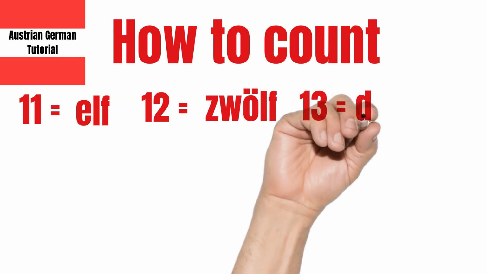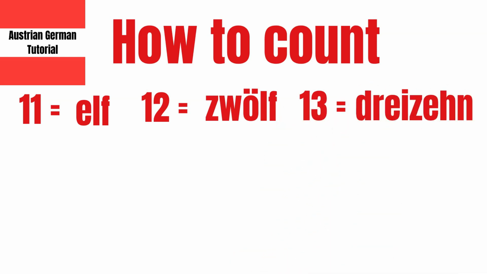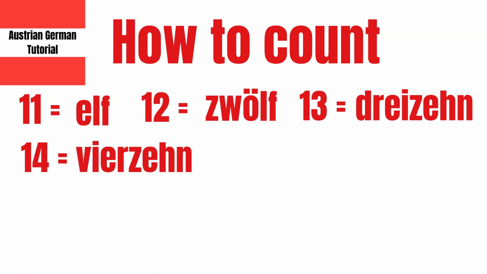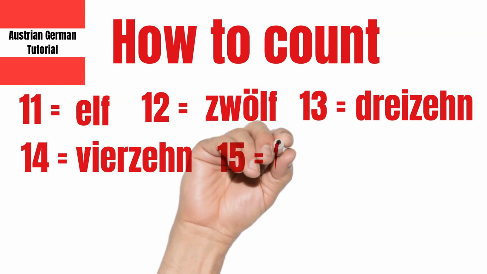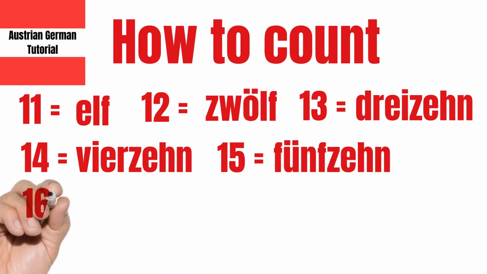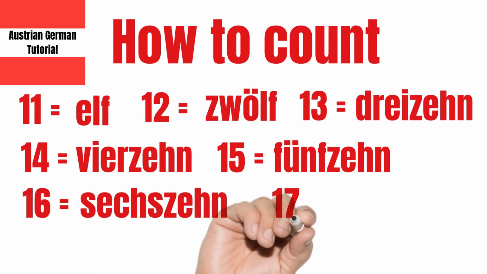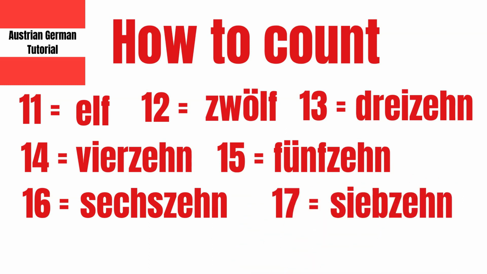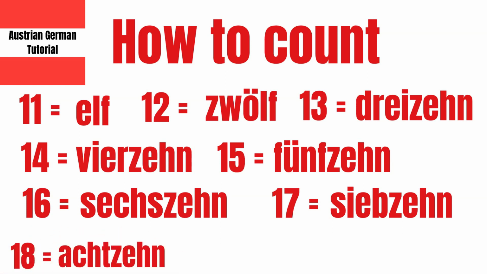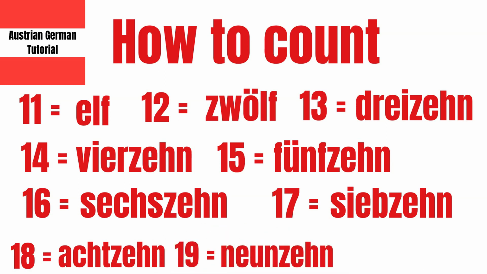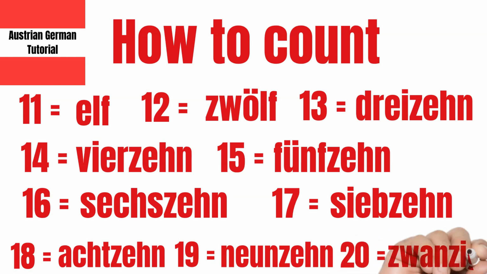13 is dreizehn, 14 is vierzehn, 15 is fünfzehn, 16 is sechzehn, 17 is siebzehn, 18 is achtzehn, 19 is neunzehn, and 20 is zwanzig or zwanzig.